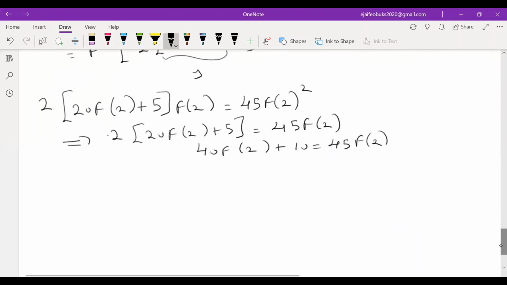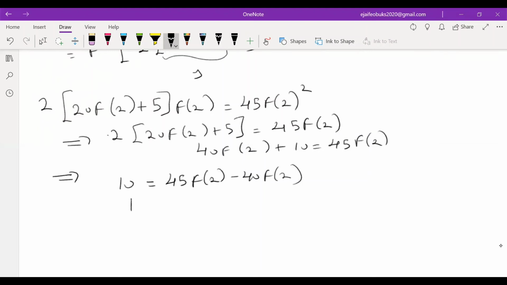And then collecting like terms means 10 is equal to 45 f of 2 minus 40 f of 2. And that means 10 is equal to 5 f of 2. And then f of 2 will be 10 over 5, which is equal to 2. So f of 2 is 2. So what does this mean?